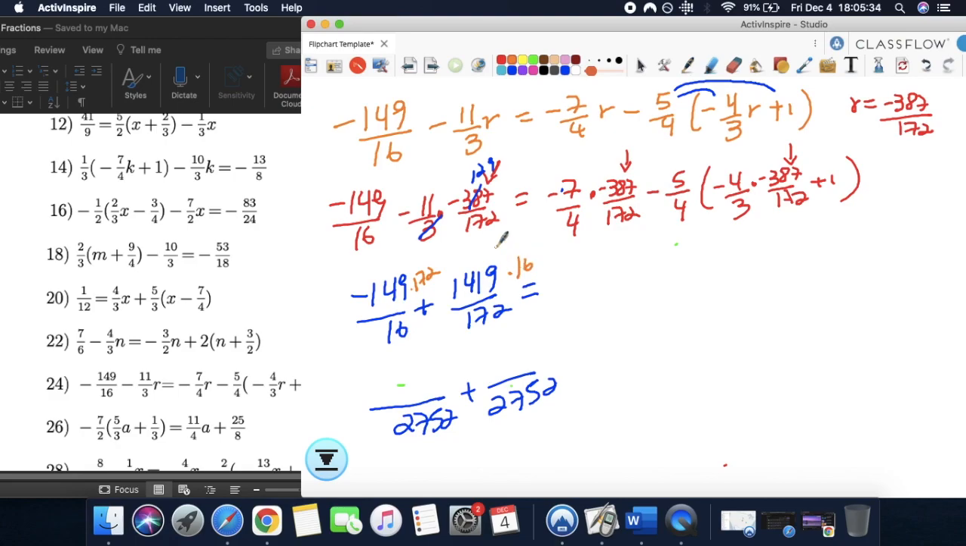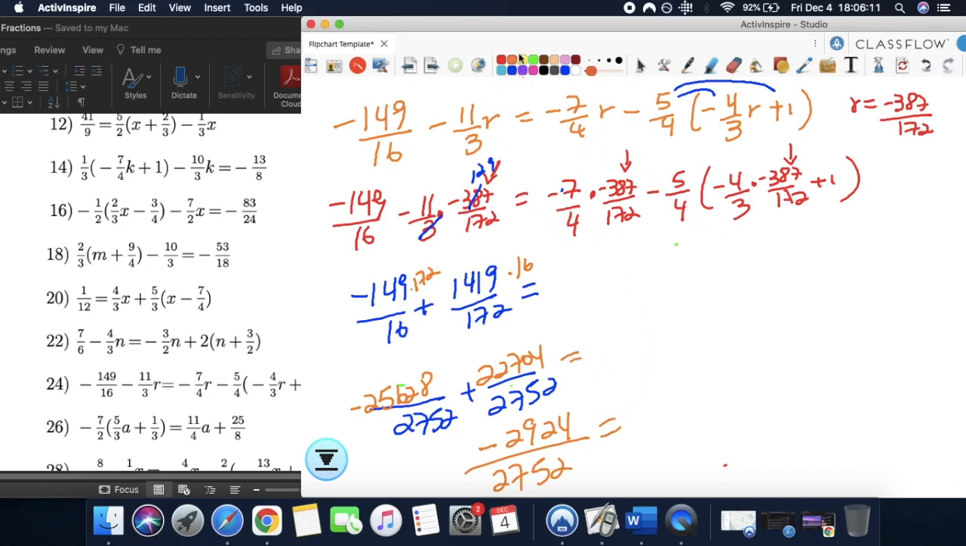So 149 times 172, that's going to give me negative 25628. On the other side, I get 1419 times 16, and we're going to get 22704. We can do 22704 minus 25628. We're going to get a negative number, negative 2924. So I hope that the mess on the right side looks like that.